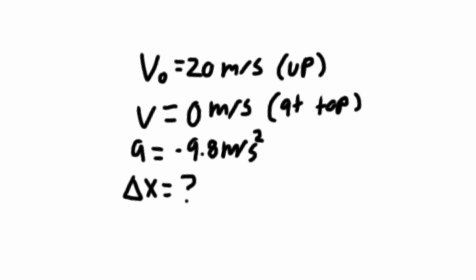Well, the first thing we're going to want to do is write down what we know. So we know that initial velocity is 20 meters per second. We know that velocity is 0 meters per second because when something is thrown straight up at the very peak at the top for a short amount of time, the velocity is 0 meters per second before it comes back down and velocity turns negative again. And our acceleration is our gravity constant, and what we don't know and what we're looking for is our displacement.